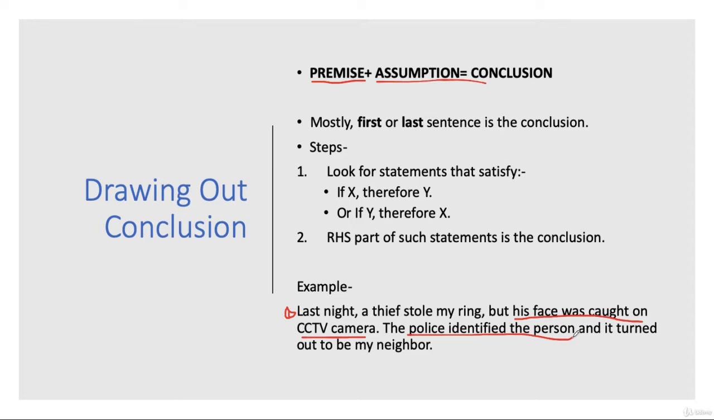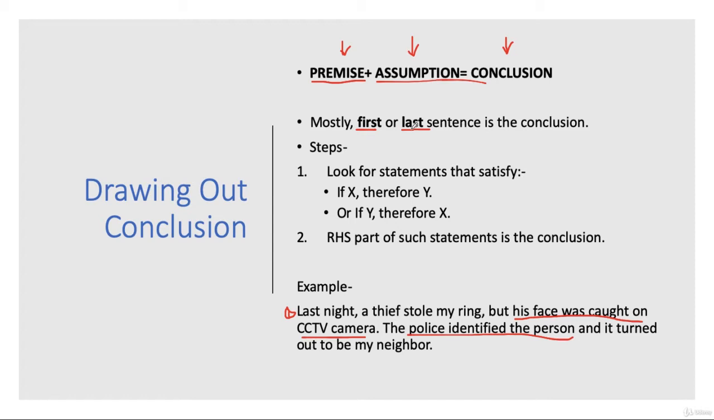This is the statement that acts as an assumption in this question. Every critical reasoning problem will have a premise and an assumption, and by putting both of them together and making logical sense out of it, we can get the conclusion. Conclusion is often the first or the last sentence of the paragraph that is given to you. Here are some steps that can easily help you identify the conclusion in a critical reasoning problem.